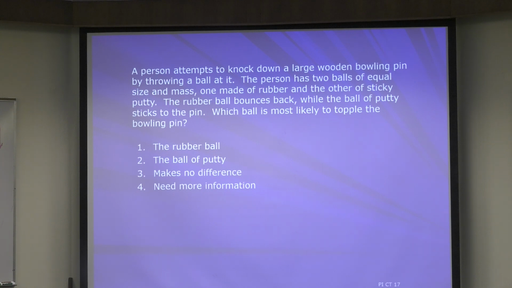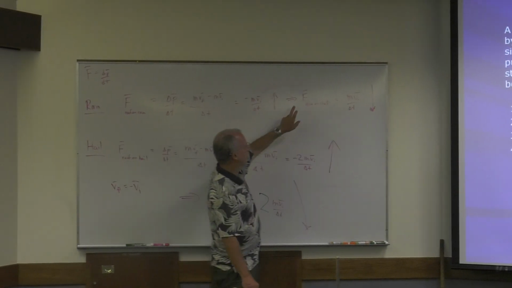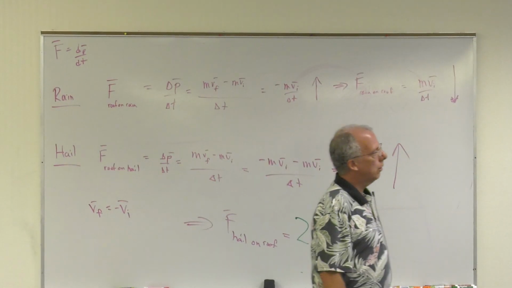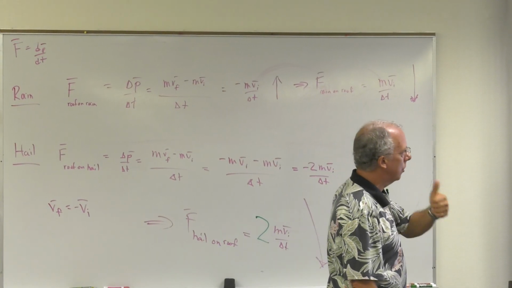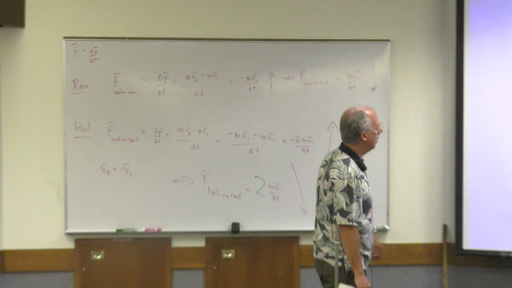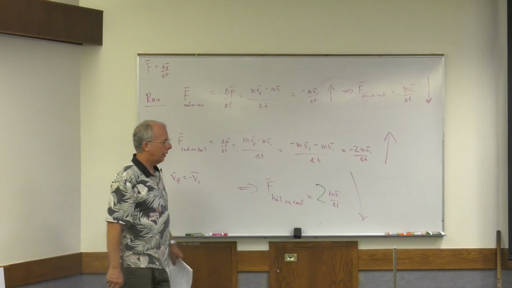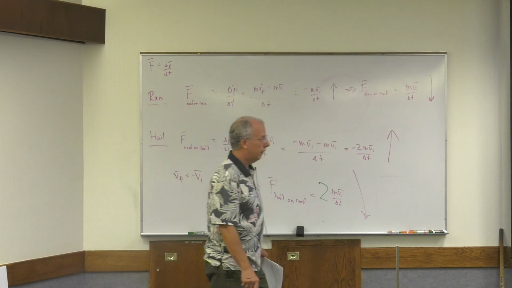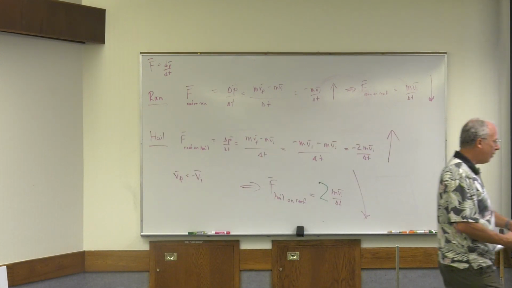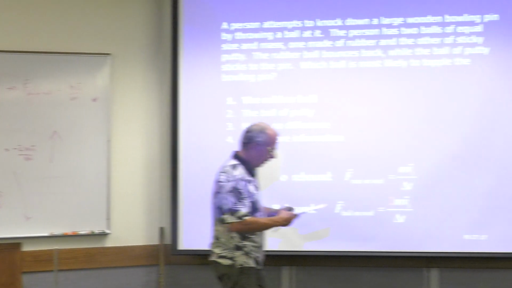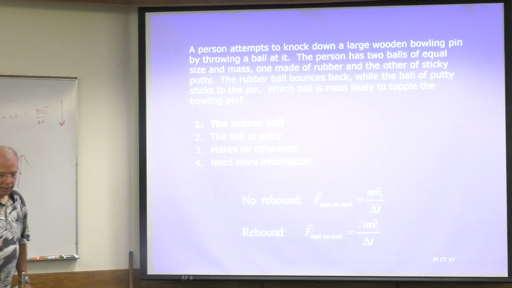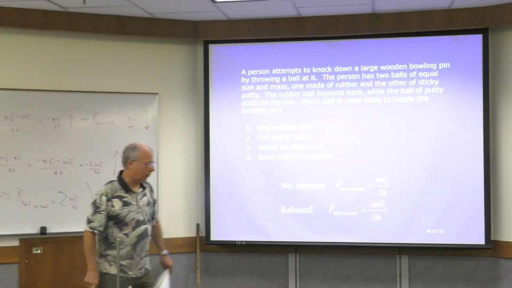Okay, well, what did we just learn? If there's a rebound, the force is twice as great as with no rebound, right? So the rubber ball is going to bounce back, so there's a rebound. The putty doesn't rebound. So obviously the rubber ball is going to have twice the force of the putty, right? It's that factor of 2. Now we're going to see if this is really true.